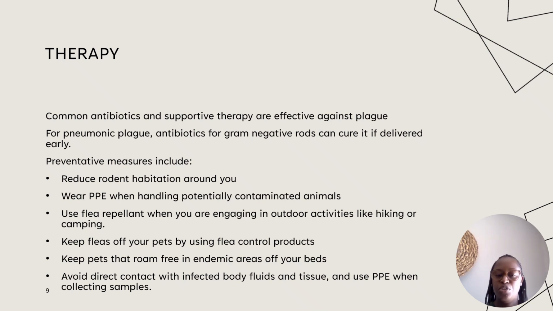And then you need to keep fleas off your pets by using flea control products. You can only control the things that are around you, so keep your pets free of fleas. That will also help. Keep pets off your beds in endemic areas. For example, if you go to rural areas and you have pets that roam all over, keeping them off your beds will save you a lot. Then avoid direct contact with infected body fluids and tissue, and use PPE when collecting samples. In healthcare, assume everyone is sick, assume everyone is contagious, so always have PPE and protect yourself.